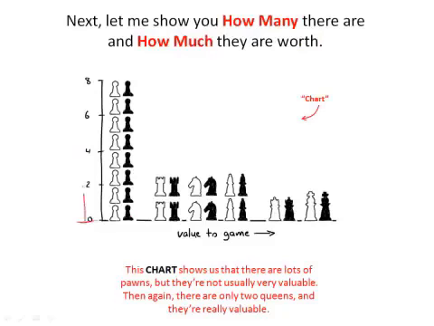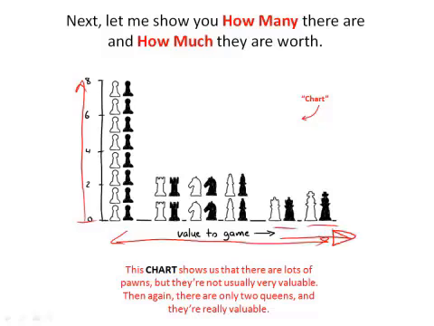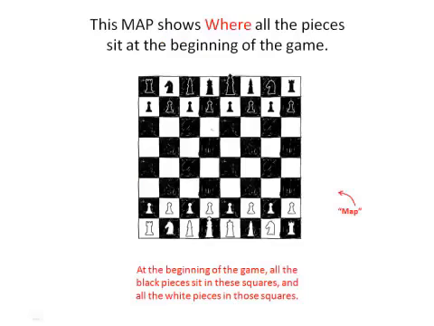Well, there are lots of pawns, but the value of the pawn to the game is very low. There's only 1 king and 1 queen, and the value to the game is very high. So now what I've done is I've quantified in a chart some of the pieces that are going to be playing in this game of chess. And then I say, okay, picture number 3.